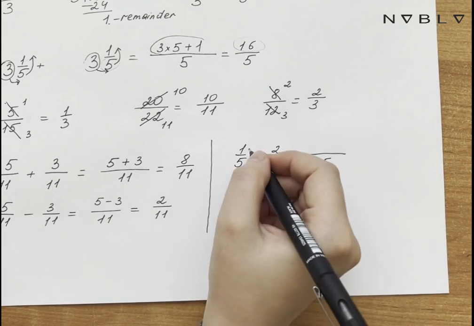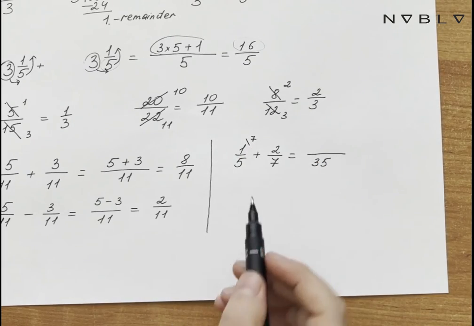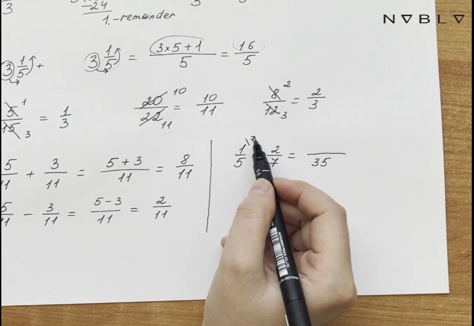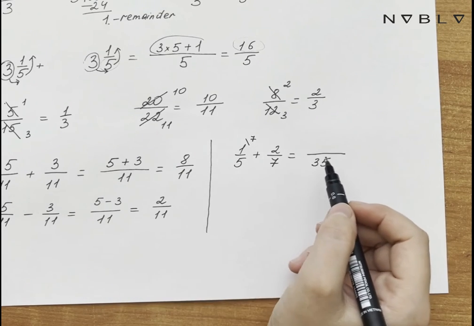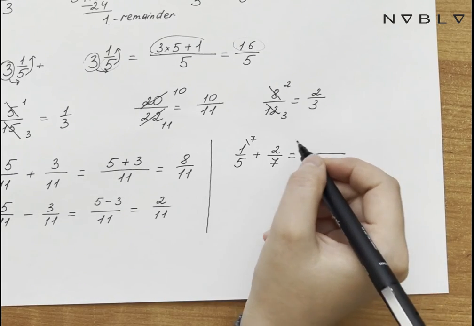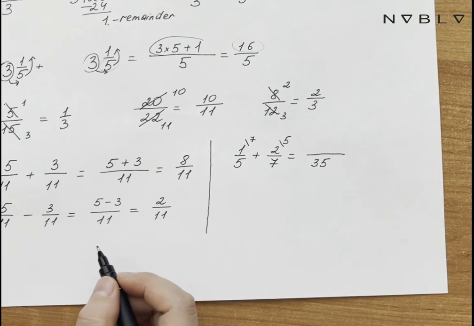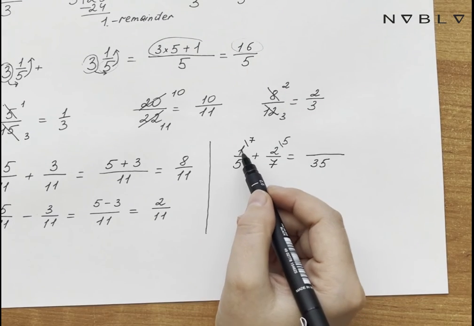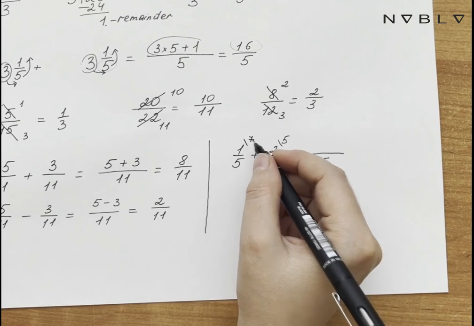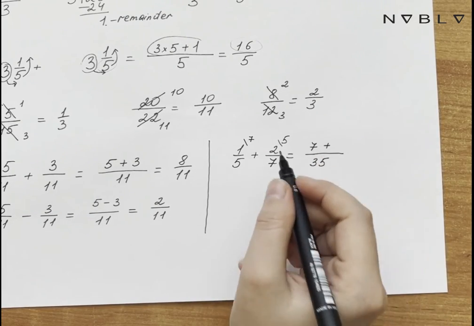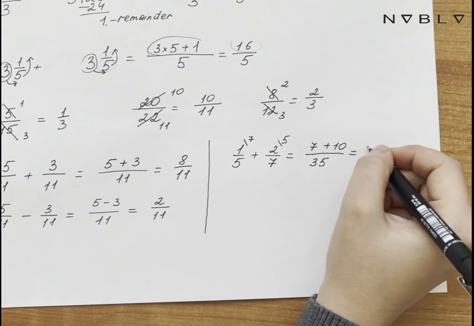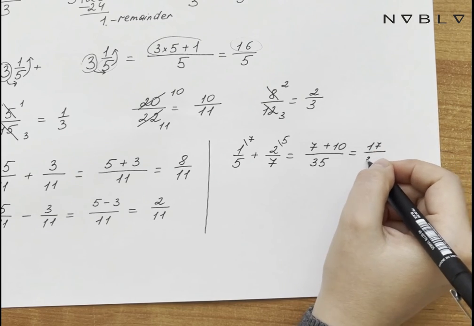We must find additional factors for the numerators. For the first numerator it will be 7, because 35 divided by 5 is equal to 7, and 35 divided by 7 will be 5. And we must multiply these numerators with these numbers. 1 times 7 will be 7, plus 2 times 5 will be 10, and our answer will be 17/35.